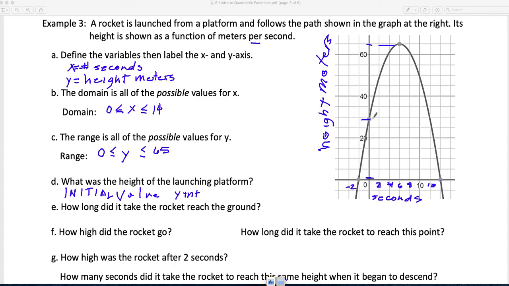The platform is right here. So the viable path of this, or the path that this really took, it started right here, where it left the platform. It went up, gravity grabbed hold of it, and it came down, and it hit the ground right there. And that's the only part of this graph that actually has any meaning. Anything else on this graph is just fluff. That's the path of the rocket. So, what was the height of the launching platform? The initial value, or the y-intercept, this is by 5, so that's 25, it is 30. And we're in meters, so it's 30 meters.